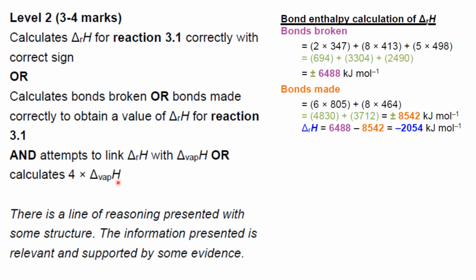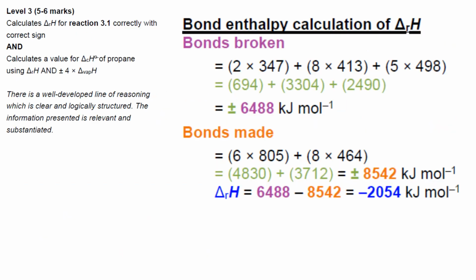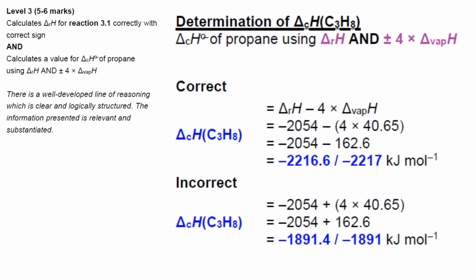Now, if you've attempted to link delta RH with delta VapH in some way and not got much further than this, you'd still make it to level 2. But that final bit is quite difficult, as we probably started to see. So let's have a look at what you have to do to get 5 or 6 marks. Well, obviously you'd have to do this first, and then you'd go and try and determine delta CH standard. Notice the standard sign here, this little one.